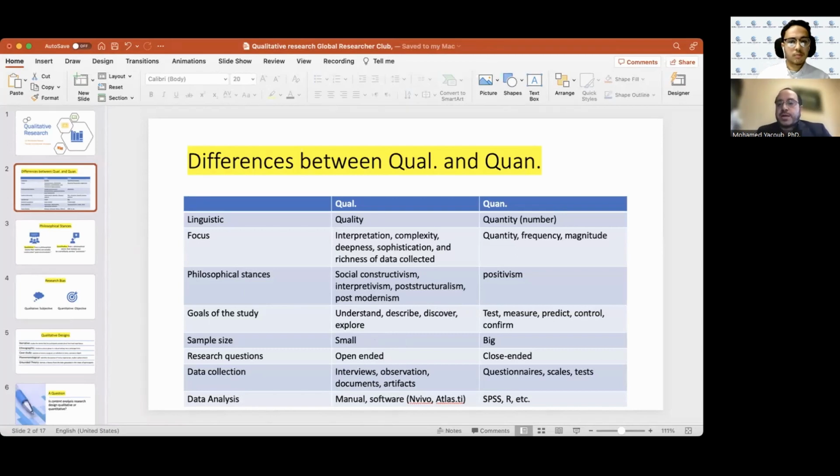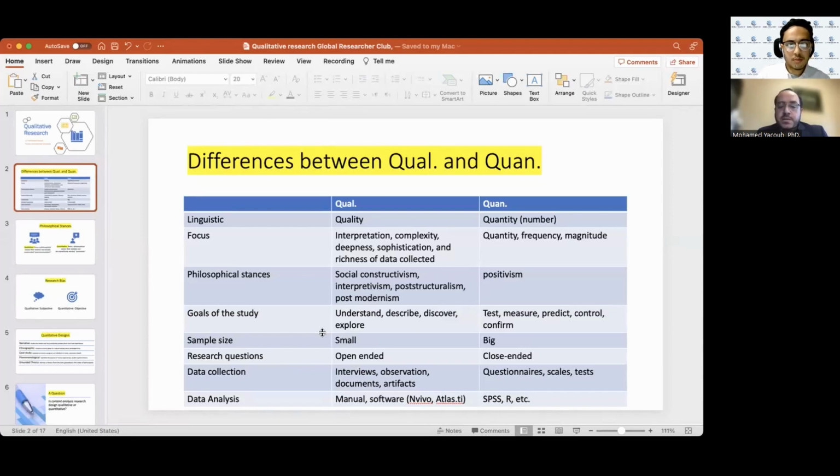Research questions. For the qualitative, we usually ask open-ended questions, which I'm going to talk more about later in this webinar. When it comes to quantitative, we usually ask close-ended questions. Data collection: interviews, observation, documents, artifacts. These are all things that we analyze in qualitative, but for quantitative, questionnaires, scales, tests.